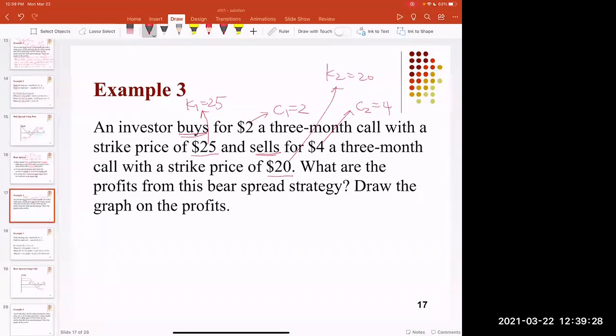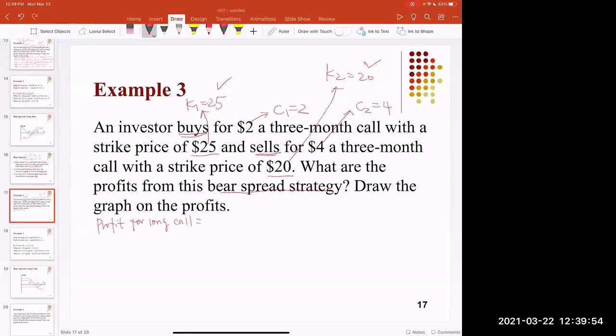K2 is $20. So you see, buy high, sell low, right? Buy high, sell low. What are the profits from this bear spread strategy? And draw the graph of the profit. So similar to the first 2 examples we talked about, we're going to first figure out the profits for the long call and the short call.